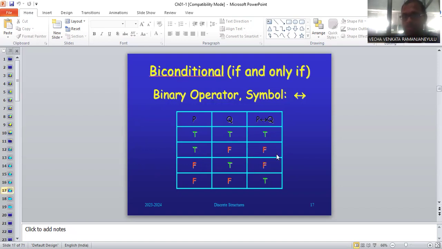That is the implication. Next, biconditional. If and only if.